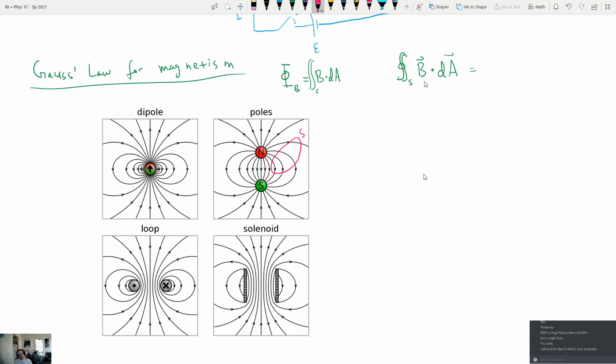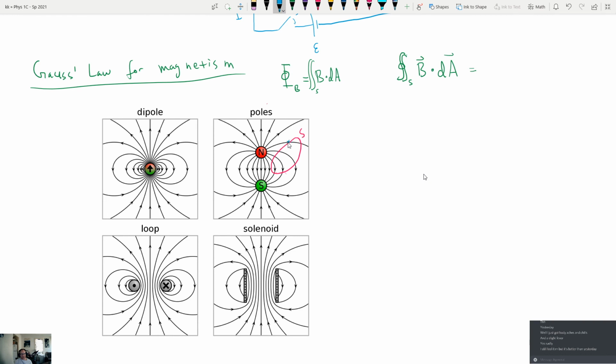So in evaluating B dot dA, we figured out that really all you need to do, if you want to get a conceptual understanding of what's going on here, is just count the number of electric field lines that come in and come out. So if a field line goes in, you get positive flux, and if it goes out, you get negative flux, right? So the question is, how many lines actually go in and out of this surface S?